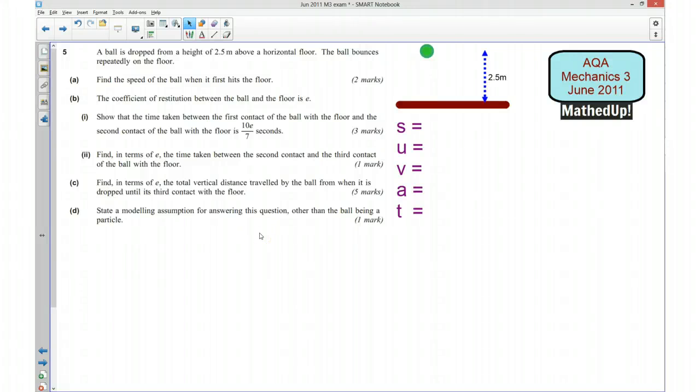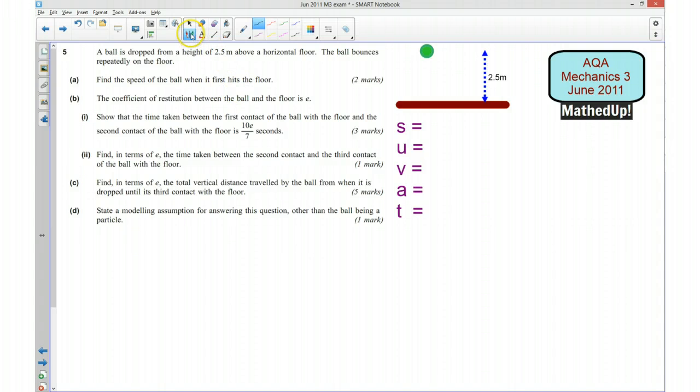Hi, this is question 5 from the AQA Mechanics 3 June 2011 exam paper. It is dropped from a height of 2.5 meters above a horizontal floor. The ball bounces repeatedly on the floor. For part A, we want to find the speed of the ball when it first hits the floor.